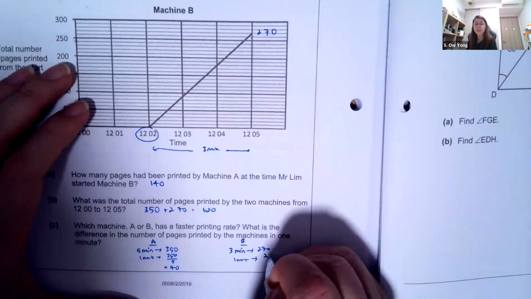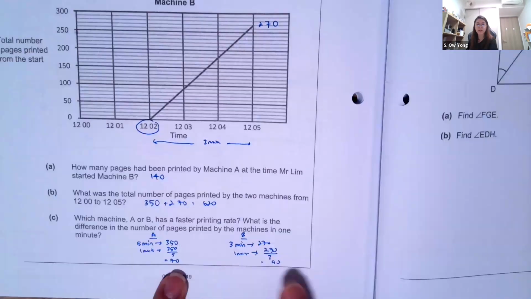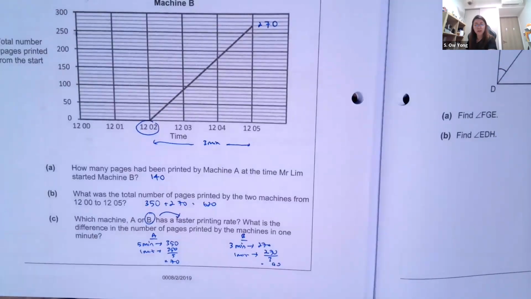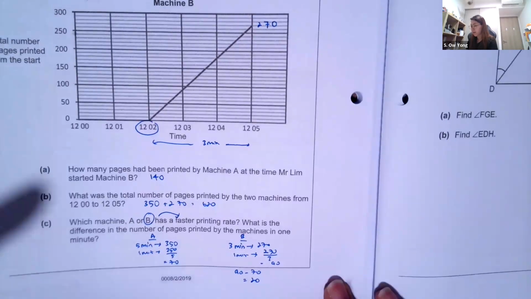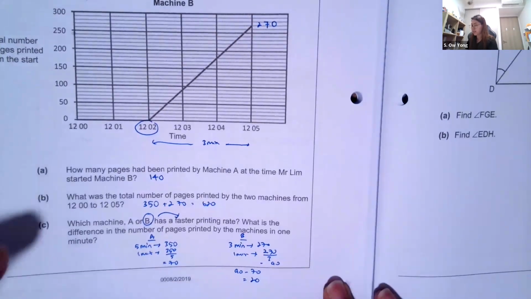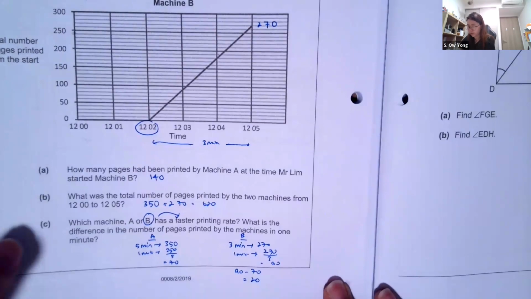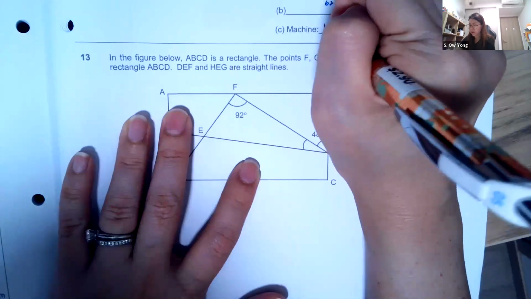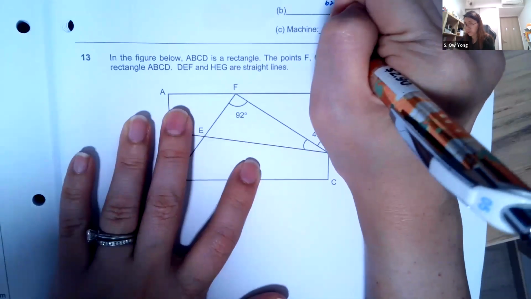So which one has a faster printing rate? 70 or 90? B has a faster printing rate. What is the difference per minute? You take 90 minus 70 to get 20. So at least I know that it's 20 pages per minute. As I transfer the answer over, machine B, 20. So I can write down my final statement here.